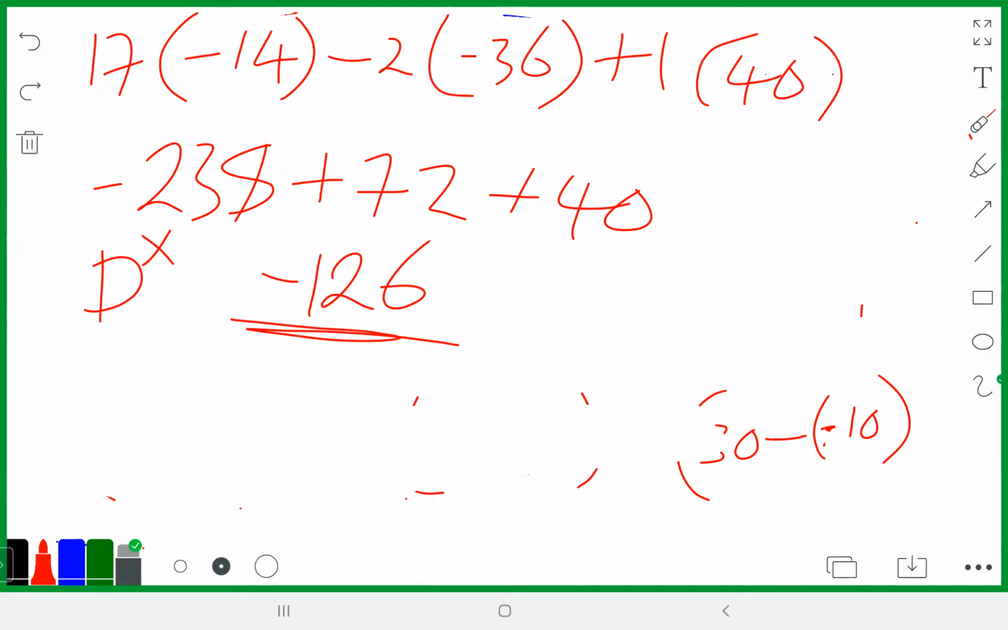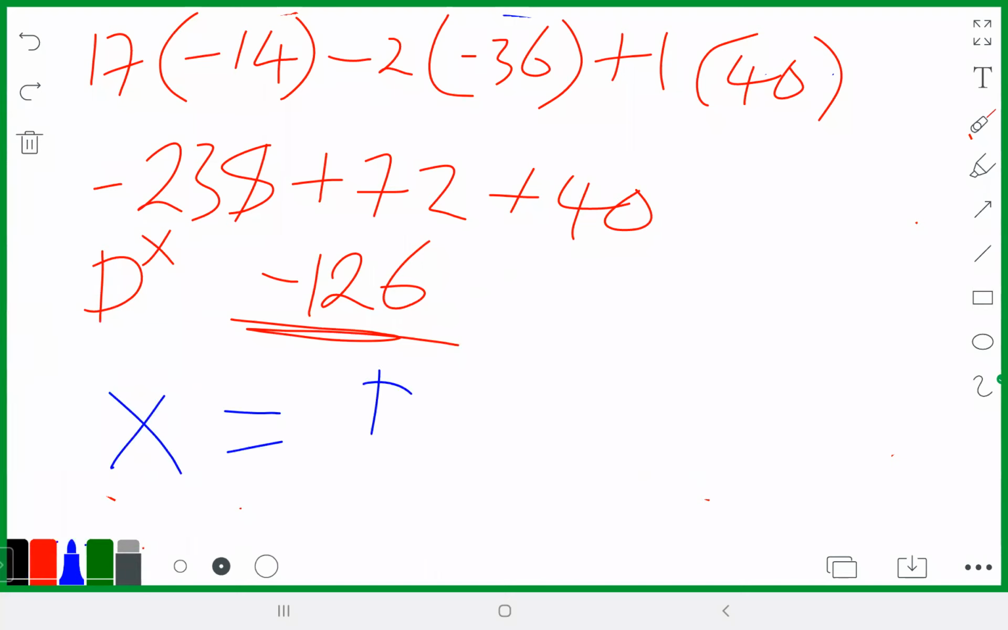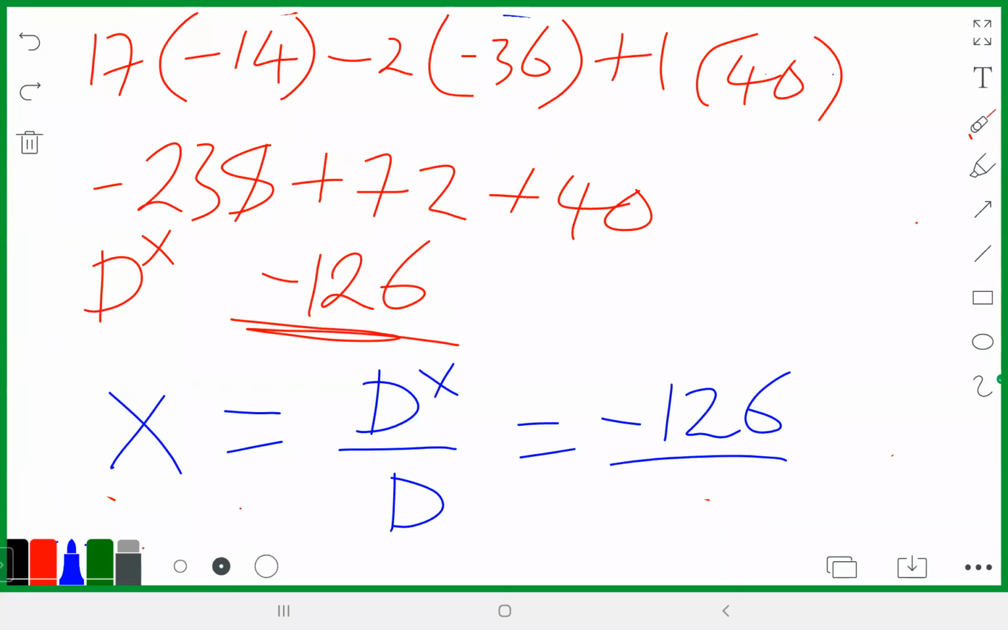So to find the value of x, it will be very easy now. You say x is equal to the determinant of x divided by the general determinant. So -126 divided by, what was our general determinant? What did you find? 26. Okay. Right. So -126 divided by 26.